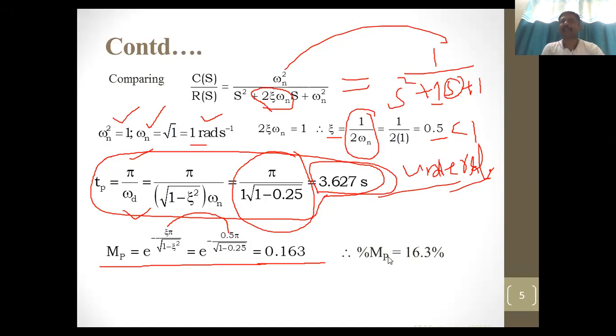0.1630. This is not in percentage. If you want the percentage, multiply by 100, then you will get 16.3%. Is it clear now, guys? This is how you need to find the required parameters from the given set of input values as per the problem.